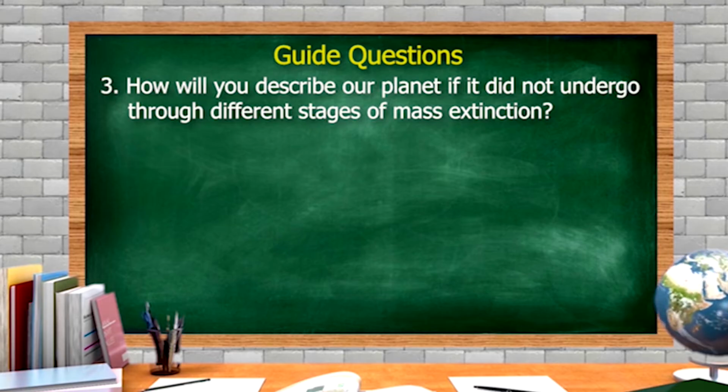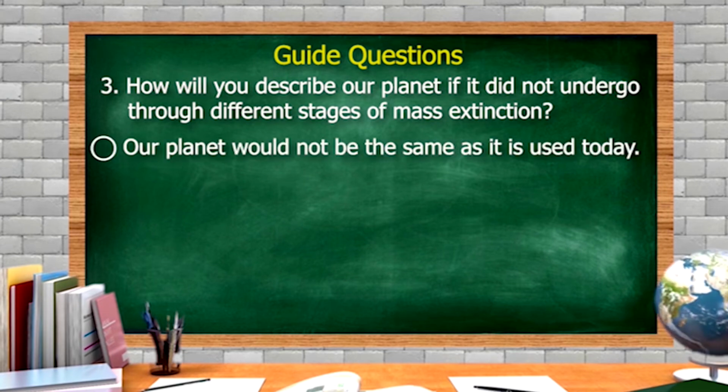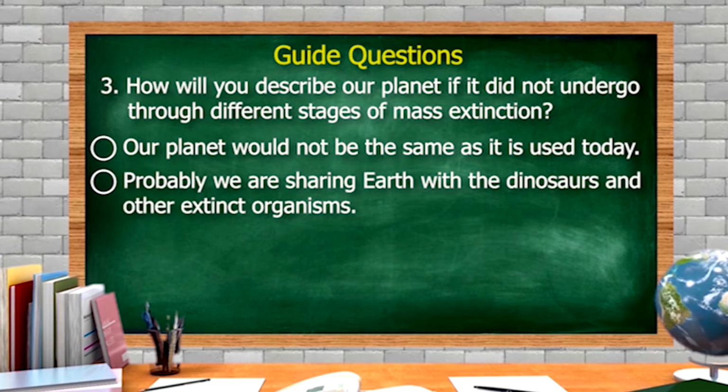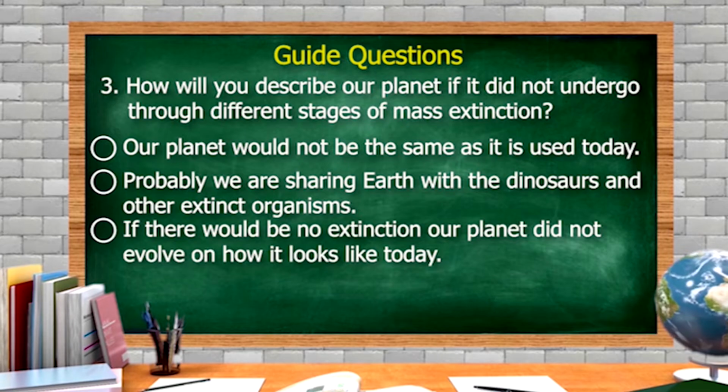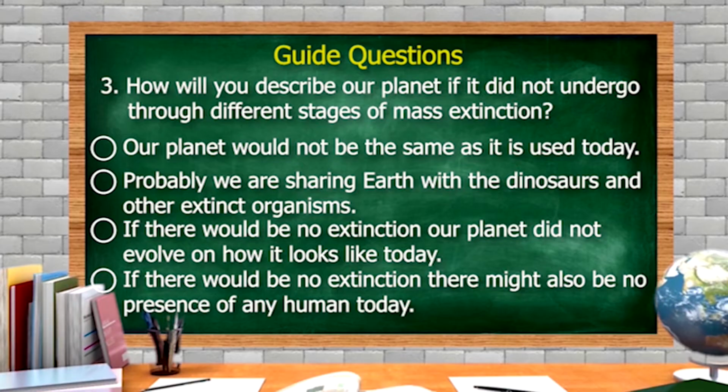Question 3. How will you describe our planet if it did not undergo through different stages of mass extinction? Our planet would not be the same as it is today. Probably, we are sharing Earth with the dinosaurs and other extinct organisms. If there would be no extinction, our planet did not evolve into how it looks today. If there would be no extinction, there might also be no presence of any human today.